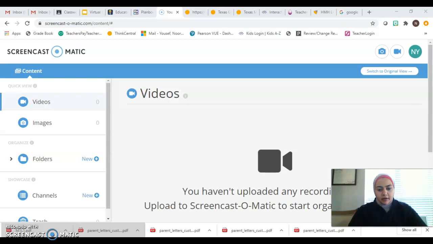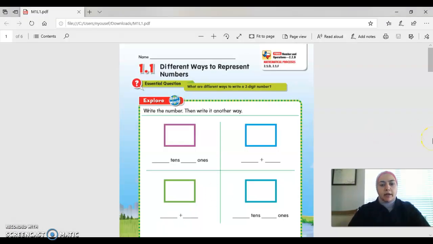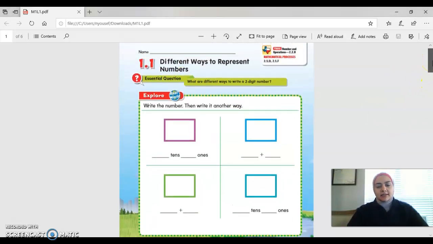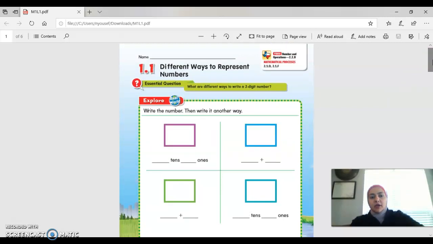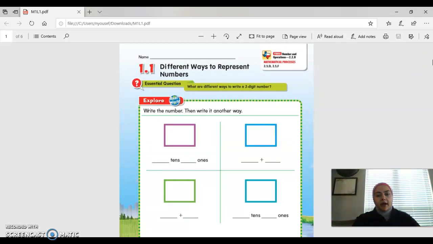We are working on lesson module 1.1, different ways to represent a number. We are not going to finish this entire lesson today. We are only going to work on half, and we will work on the other half on Friday. So, we are focusing on different ways to represent numbers. What are different ways to represent two-digit numbers?